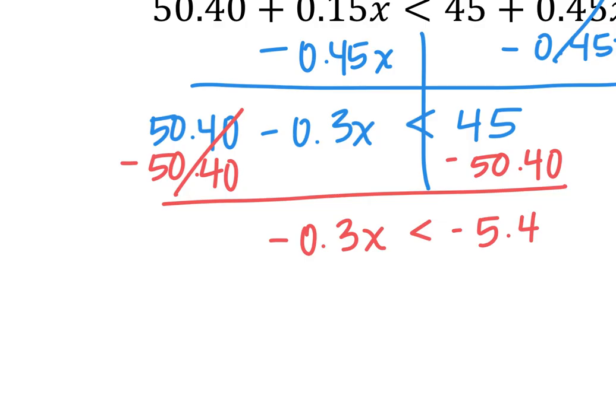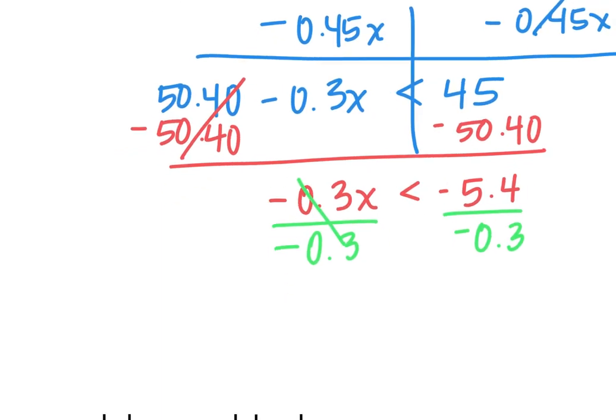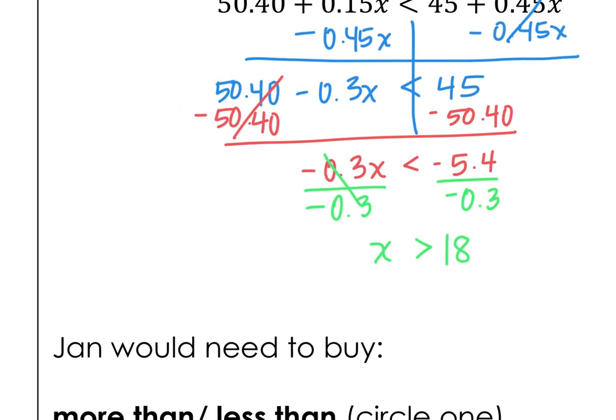Then my last step here to solve for x is going to be to divide by that negative 0.3. And because I'm dividing by a negative, sirens are going off in my head and I'm flipping the inequality sign so that x is greater than, what's negative 5.4 divided by negative 0.3? Very good, 18. x is greater than 18.